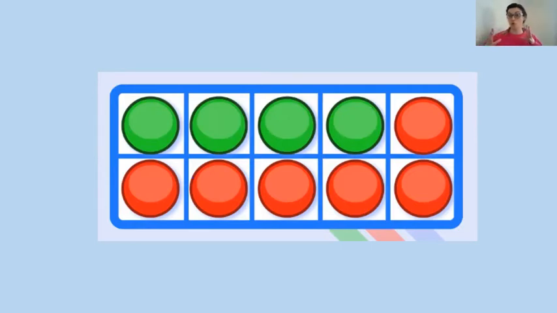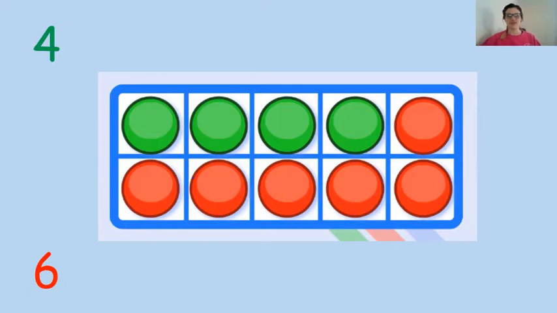Are there more green or are there more red? What do you think? Okay, let's see if you're right. Let's count the green counters first. Are you ready? 1, 2, 3, 4. There are 4 green counters. So how many red ones are there? 1, 2, 3, 4, 5, 6. There are 6 red counters. So which one has more? It's our red counters again, isn't it? Because 6 is bigger than 4.